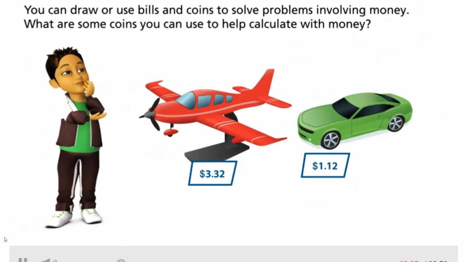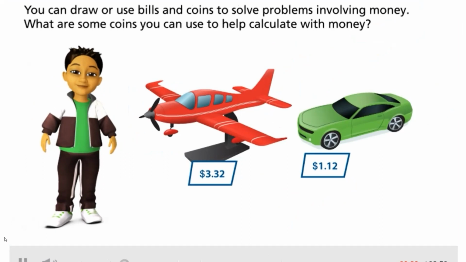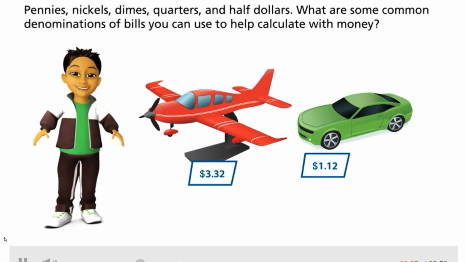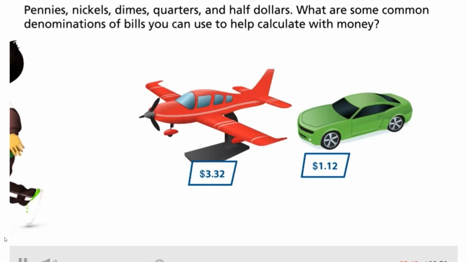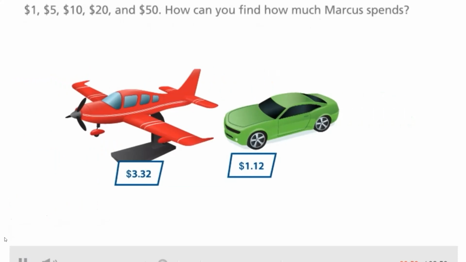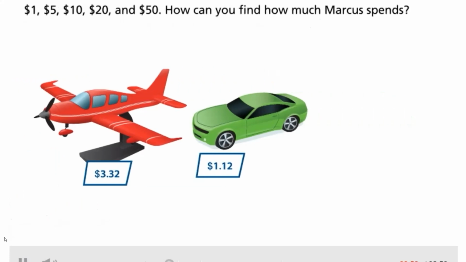You can draw or use bills and coins to solve problems involving money. What are some coins you can use to help calculate with money? Pennies, nickels, dimes, quarters, and half dollars. What are some common denominations of bills you can use to help calculate with money? $1, $5, $10, $20, and $50.